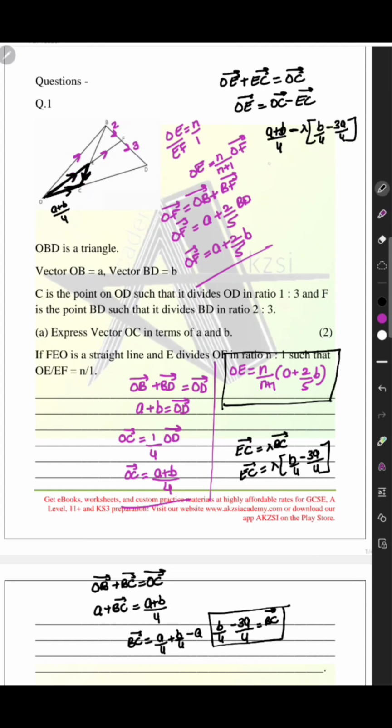I need to just simplify it. So A by 4 plus B by 4 minus lambda B by 4 plus 3A lambda by 4. So 1 by 4 would be common. A by 4, let's say, be common, and this would be 1 plus 3 lambda, plus B by 4 be common, it's 1 minus lambda. That's your OE.